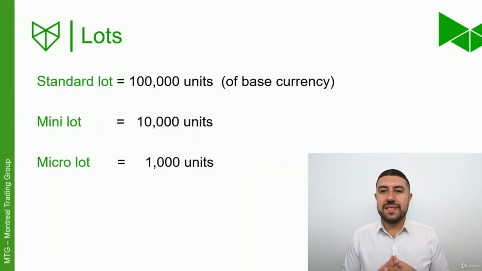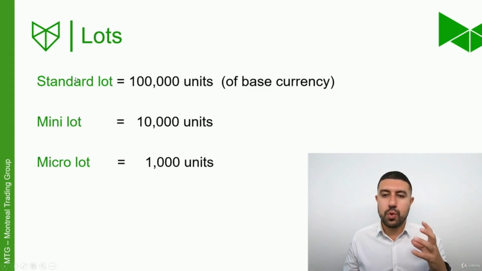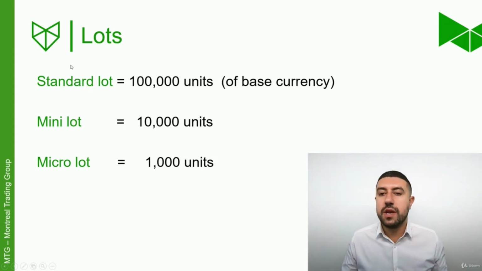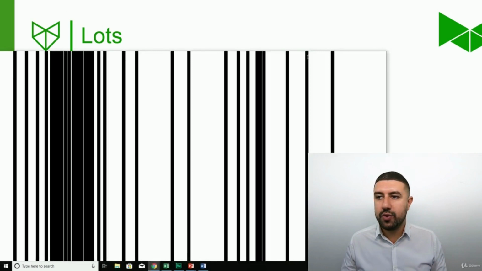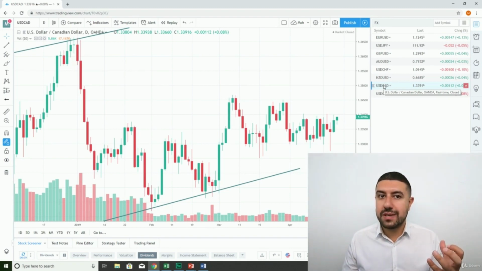Next word to get familiar with is lots. So a lot is the standard measure of units, okay, when you're trading currencies. And a lot, which is a standard lot, okay? Whenever we're talking about a lot, we're talking about standard lots. So when you're buying one lot, you're buying 100,000 units of the base currency. So if I'm looking at USD CAD, well, here, USD CAD that we just looked at, what this means is I want to buy $100,000 of this currency, but I'm going to pay 100,000 US dollars. Okay, I'm putting in 100,000 US dollars.